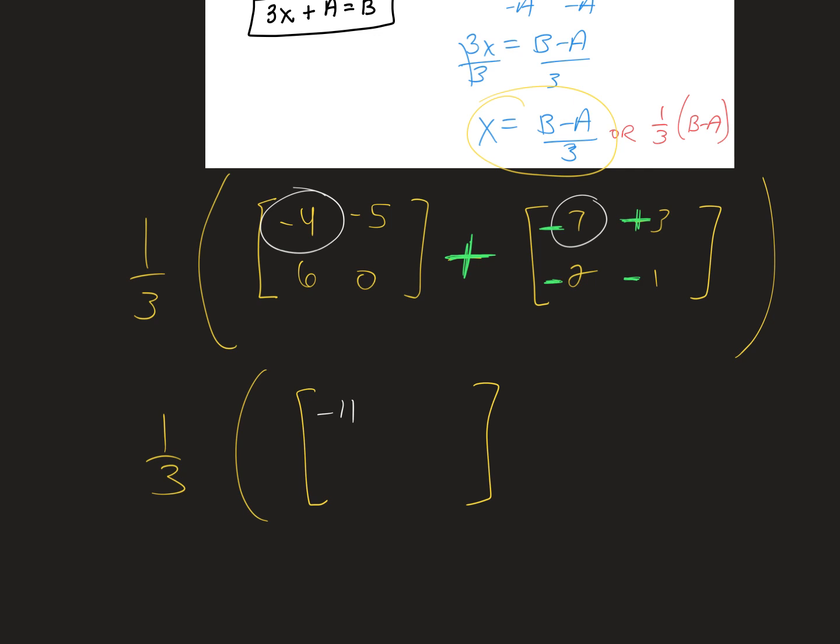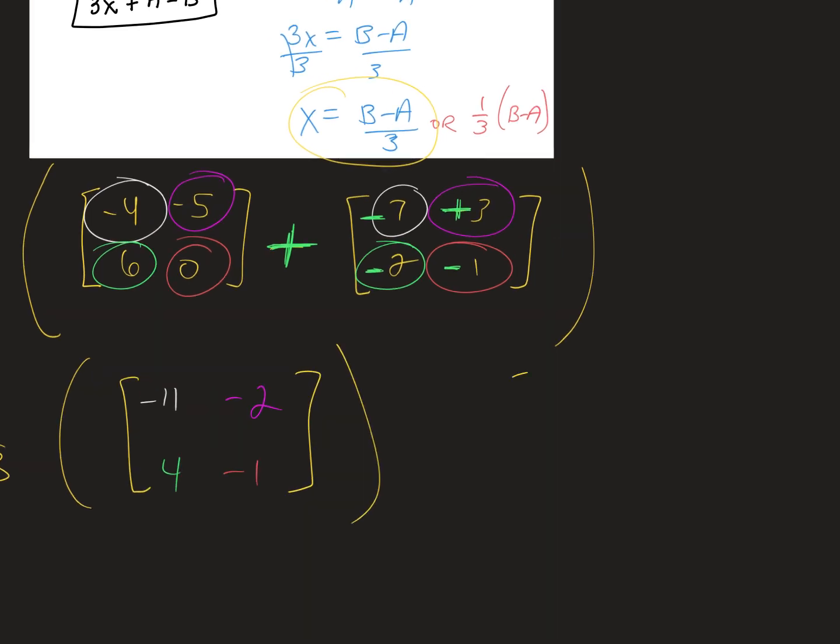Everybody with me? Okay, so now I'm going to come over here. Negative 5 plus 3. Perfect. Now I'm going to say 6 plus negative 2. 4. Perfect. And then I'm going to say 0, excuse me, plus negative 1. Negative 1.